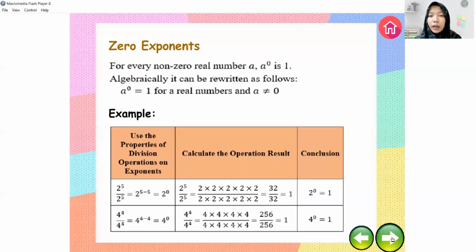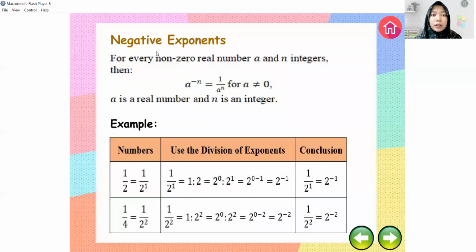Then students can go next. Negative exponent: for every non-zero real number a and integer n, a to the power of minus n is equal to 1 over a to the power of n, for a not equal to 0. A is a real number and n is an integer. And I give the example.